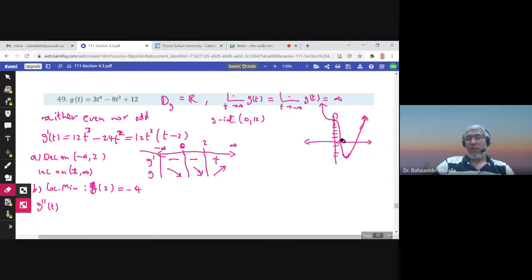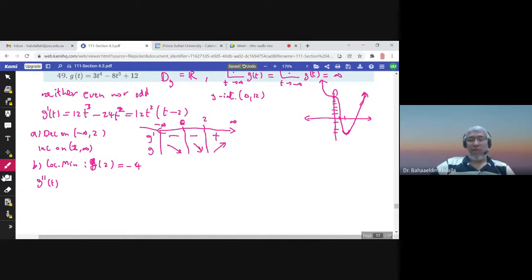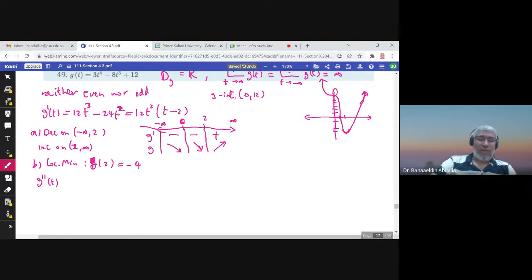Because nothing here at (0, 0). So again, it's okay from negative infinity to 2, actually. It is decreasing, and from 2 to infinity it is increasing. So everything up to here now is okay.